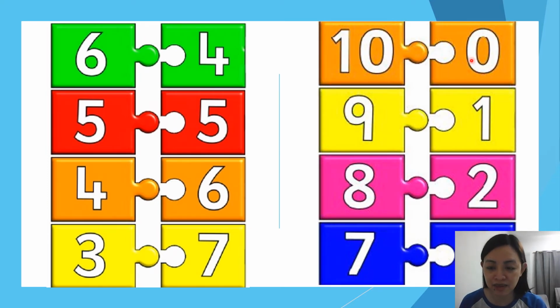10 and 0. Also 10. How about 9 and 1? It is also equal to 10. How about 8 and 2? Okay, and lastly, 7 and then 3. Sorry if I blocked the last number. So 7 and 3 is also equal to 10.